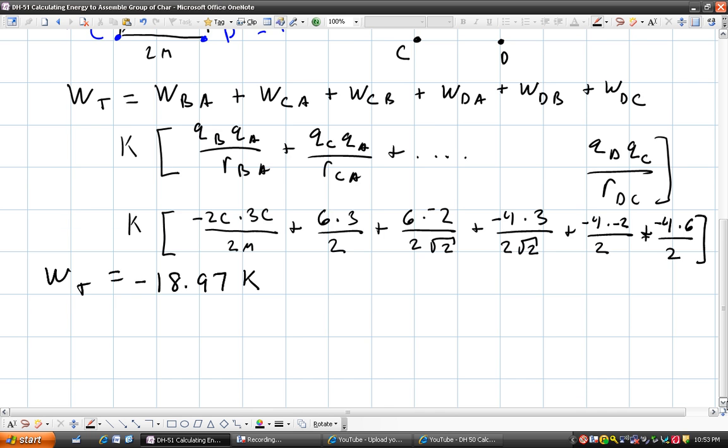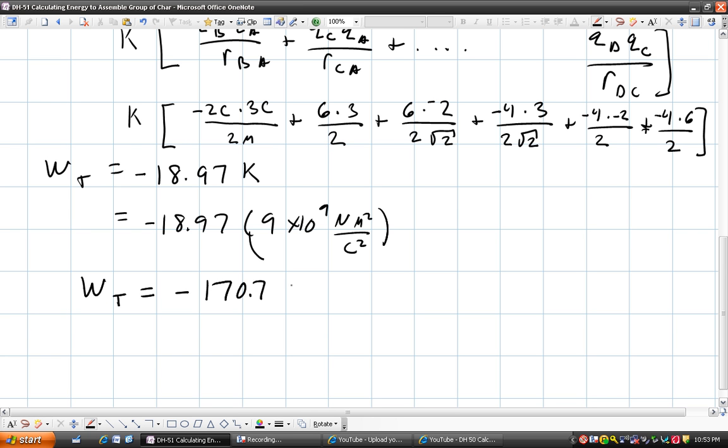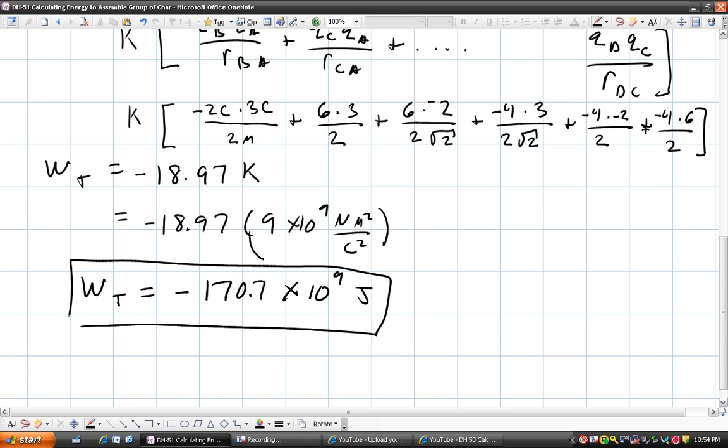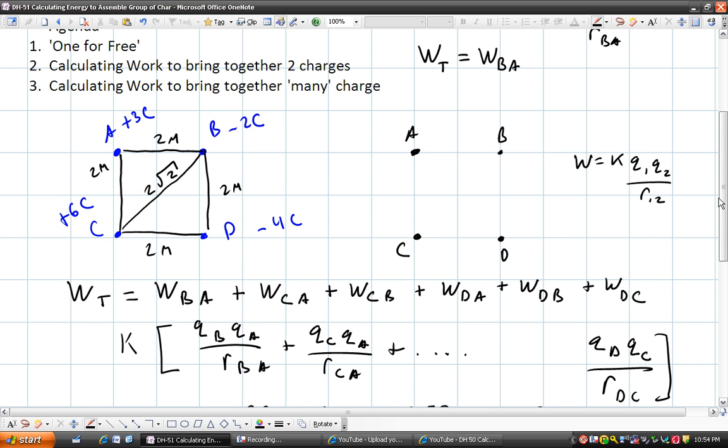If you go ahead and plug in the value of K, we'll just use 9 times 10 to the 9th newton meters squared per coulomb squared. You're going to get a total work that is negative 170.7 times 10 to the 9th joules. Now, granted, that is a really big number, but the reason is the charges we chose to put there, whole coulombs, 3 coulombs, 2 coulombs, are huge charges.